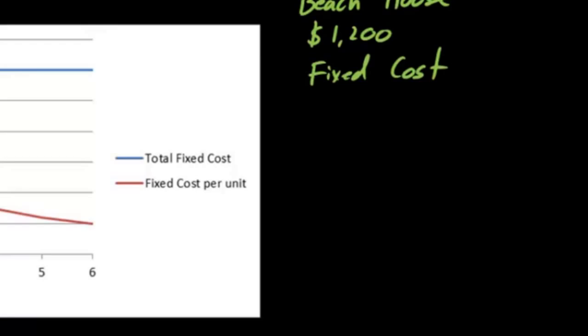It sounds really simple, but people get confused with fixed cost a lot, because when we are talking about fixed cost, we're talking about total cost. The total cost of a beach trip, no matter how many people come, will be $1,200 when it comes to the beach house, and that's why the cost is fixed.